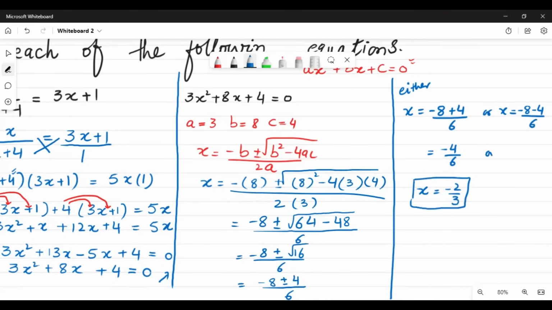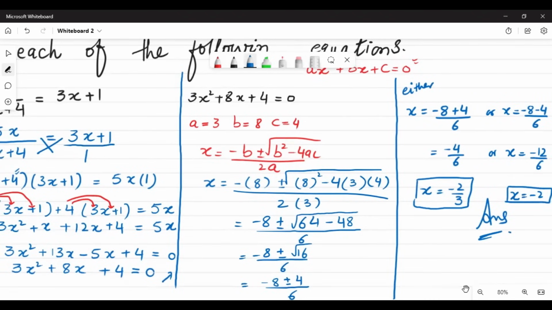And the second answer will be x is equal to minus 8 and minus 4 will be minus 12, minus 12 over 6, which gives us minus 2, since 6 2s are 12. This is your second answer. So these are my answers. You can see the whole question over here. I'm going to minimize.